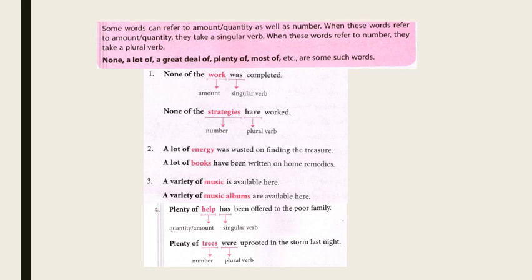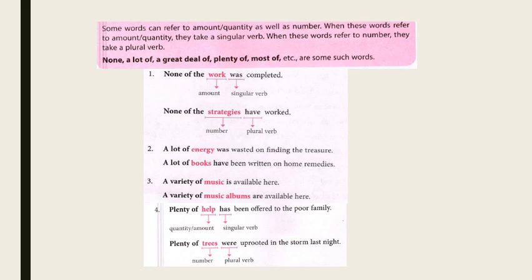If it is referring to the amount, then we are going to use a singular verb. If it is referring to a number, then we are going to use a plural verb. When we look at the first example, none of the work was completed. The work is nothing but an amount or quantity, so we need to write a singular verb. And when we look at the next example, none of the strategies have worked. Strategies is a number, so we need to write a plural verb.